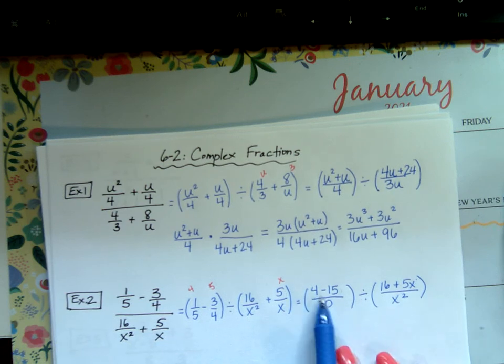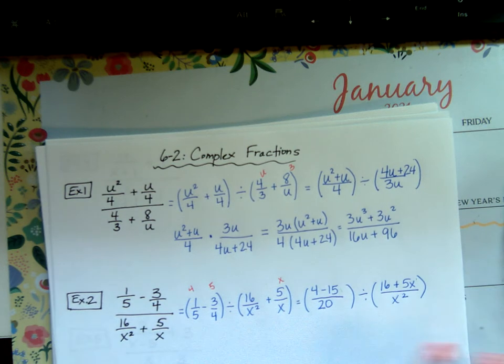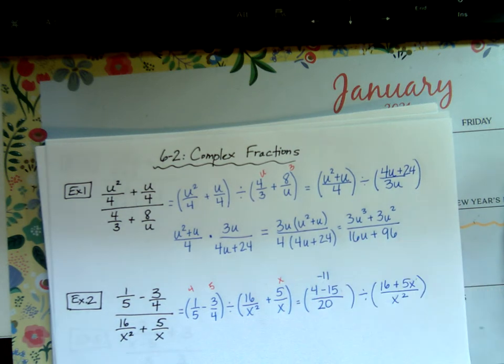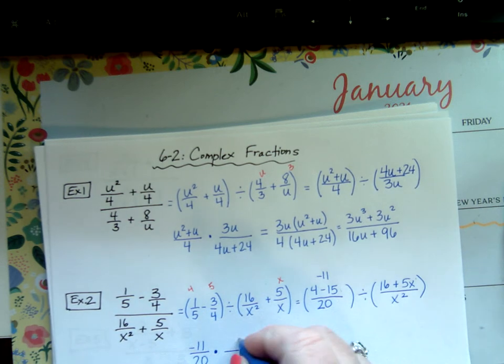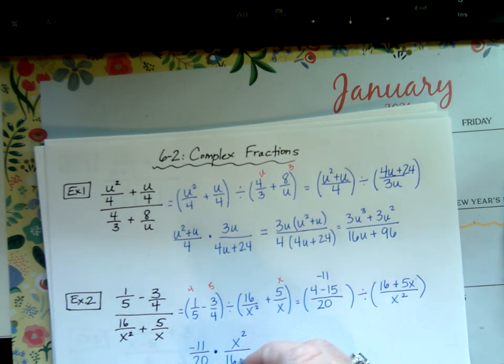So if I do 4 minus 15, this is like a negative 11. I can rewrite this whole thing with combining that to be a negative 11. I'm just going to put it up above. And then I'm going to keep, change, flip. All right, so keeping negative 11 over 20, divided by becomes times, change, and flip. Flip becomes an x squared on top and a 16 plus 5x on the bottom.